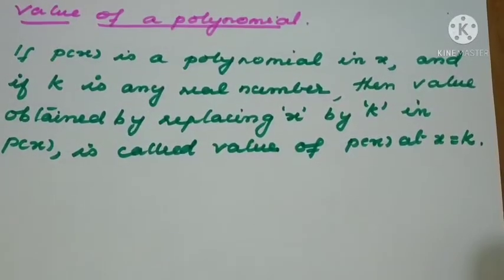Next topic is value of the polynomial. If p of x is a polynomial in x and k is any real number, then the value obtained by replacing x by k in p of x is called the value of p of x at x equal to k. We have already studied this in the lower classes, what is the value of the polynomial at x equal to 1, at x equal to 2, like that. It may be asked as a question with the same meaning only.